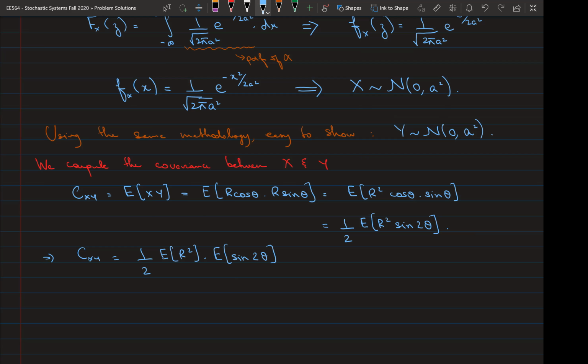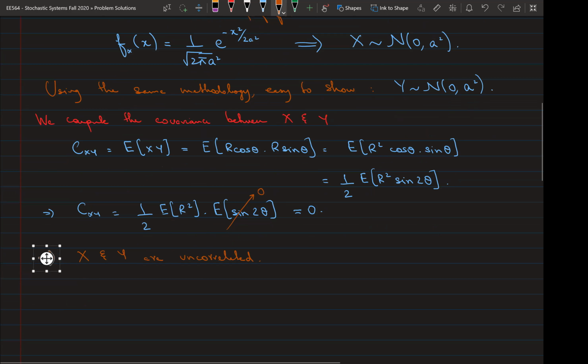And then it's quite easy to show that this turns out to be equal to 0 because theta is uniformly distributed. You're integrating sine 2 theta over 0 to 2 pi, and the area under the curve is going to be equal to 0. So this turns out to be 0, right? So that means x and y are uncorrelated. That's what we've been able to show.